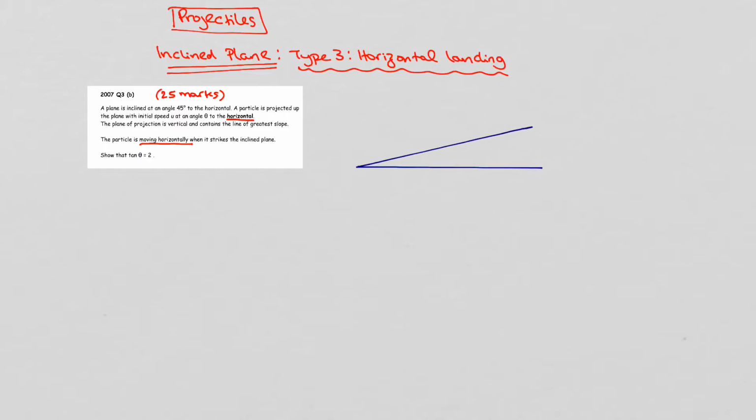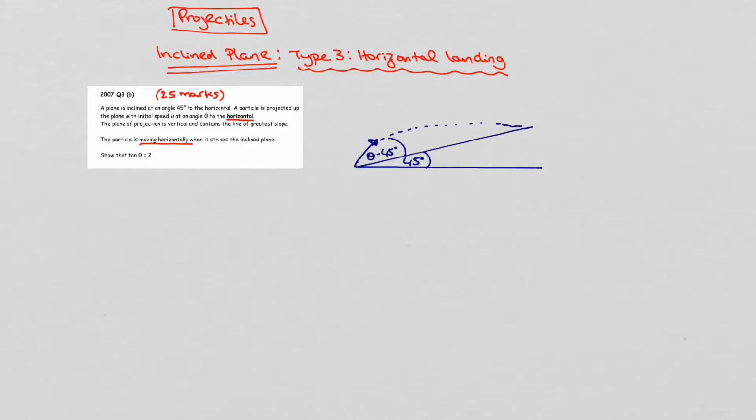So we have the plane inclined at an angle of 45 degrees, and then we have the particle projected into the air such that it lands horizontally. Now we have to be careful, as I said, because the angle is theta with respect to the horizontal. So in other words, all of that angle is theta, which makes this angle here then theta minus 45 degrees. So let's just undo that. So we have theta minus 45 degrees.